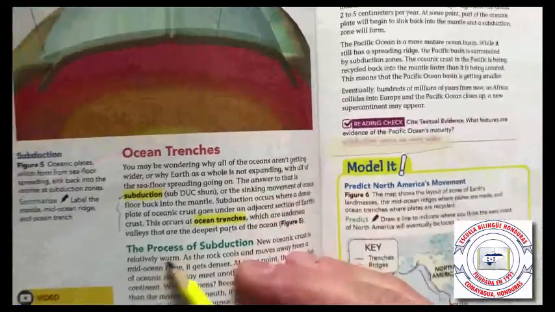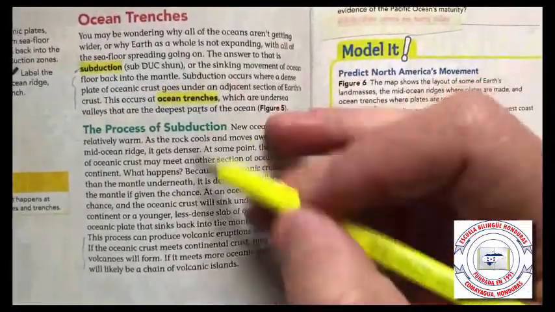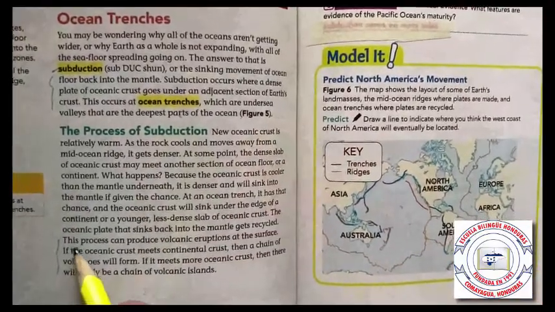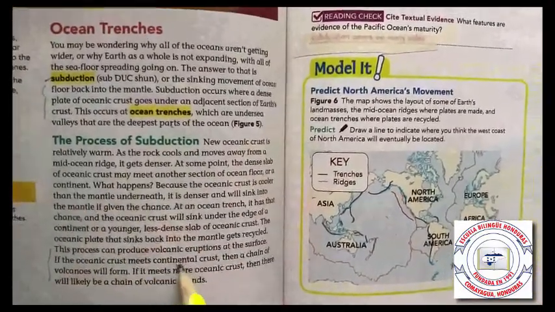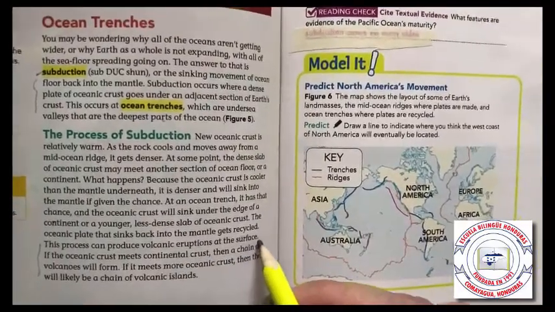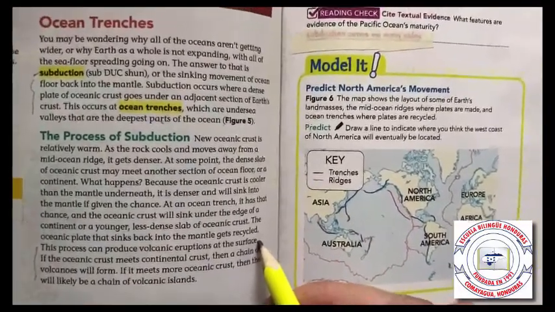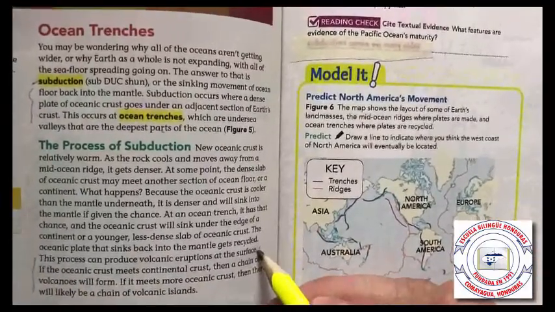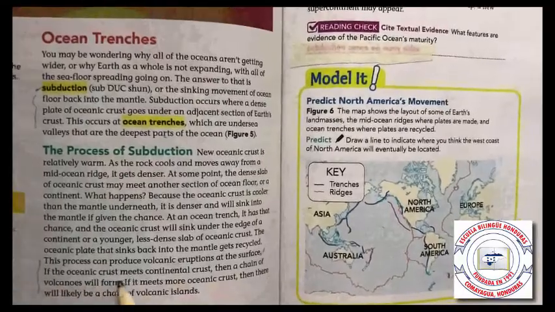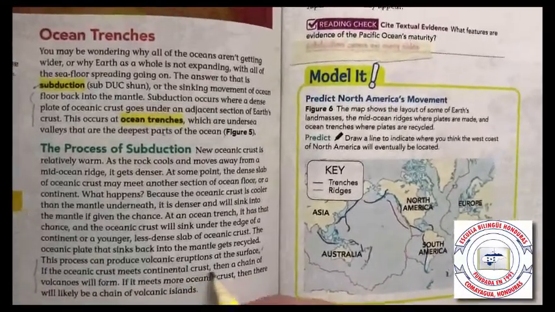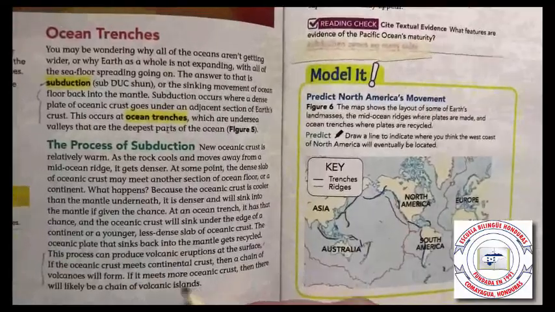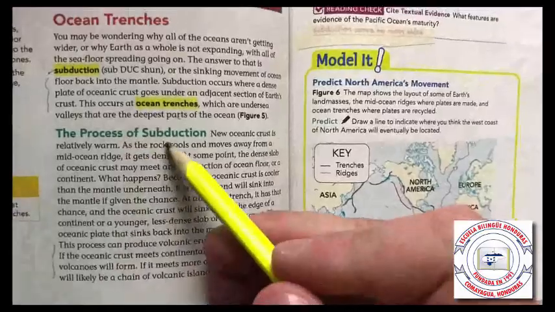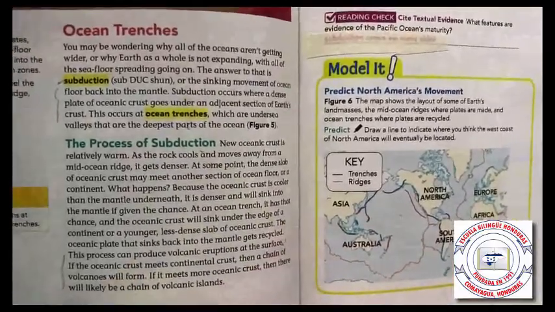Okay, next part, the process of subduction. Over here, guys, in the last part of the paragraph, you have to underline: this process can produce volcanic eruptions at the surface. Remember, we talked about plate motion. Underline until the point, until at the surface. Okay, we're gonna continue underlining. If the oceanic crust meets continental crust, underline, guys, until volcanic island. So you have to underline the last 4 lines of the paragraph of the process of subduction. That's on page 336.